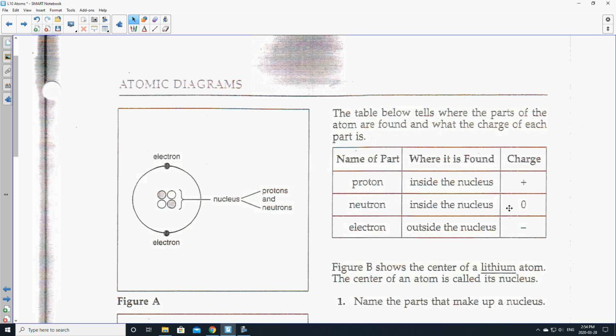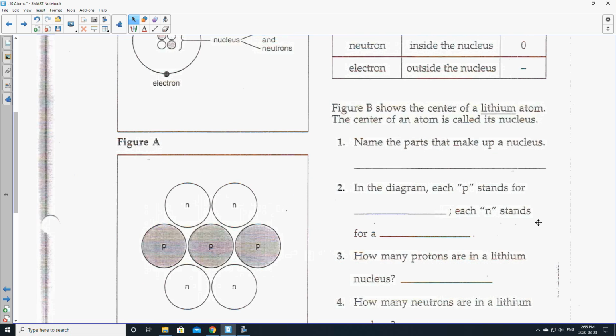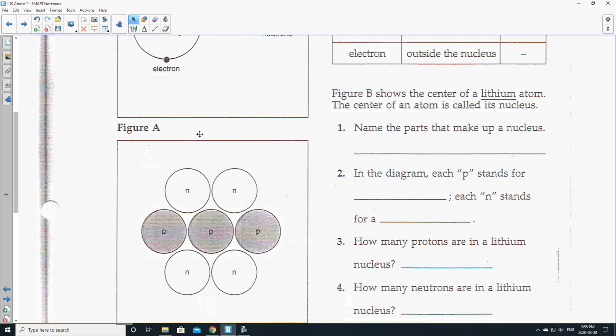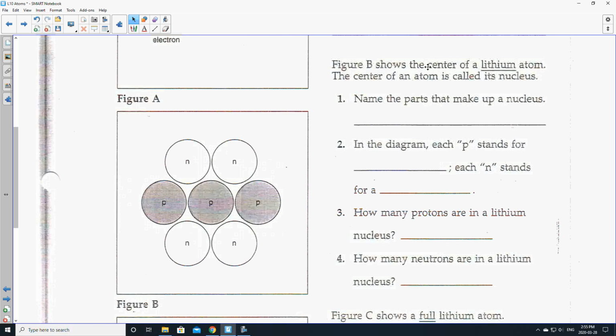Neutrons are inside the nucleus and they have a zero charge, neutral charge. And electrons are outside the nucleus and they have a negative charge. Okay, so over here, Figure B, so this was figure A on top. Figure B is right here. Figure B shows the center of a lithium atom.